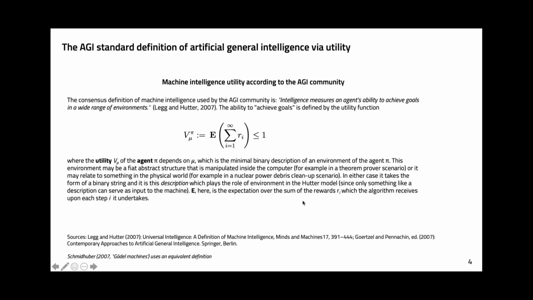And in either case, no matter whether it's a physical scenario or an artificial one, this vector takes the form of a binary string, and it's a description which plays a role in the Hutter model. And E is the expectation of the rewards. And what is a reward? We will see it on the next slide. So this is the basic definition.